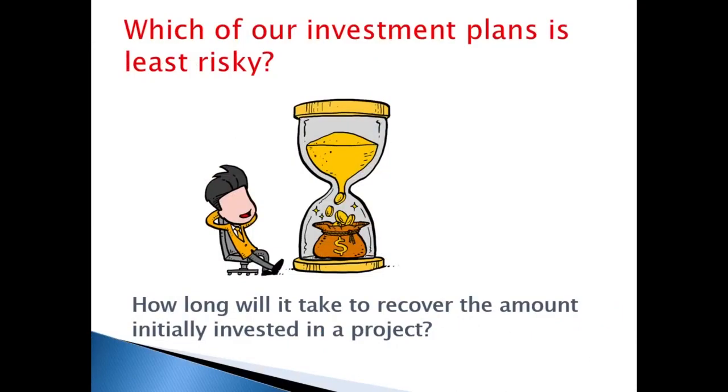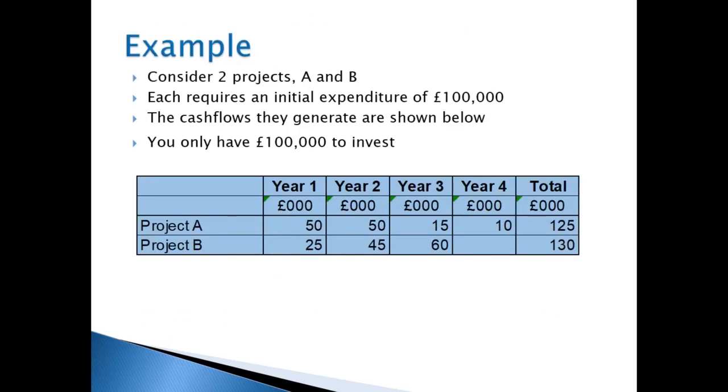Let's deal with the risky one first. The basis for this is that the longer it takes you to get your money back, the more exposed you are to risk. So we measure how long it will take to recover the amount invested in the project, and this is called the payback period. So here's an example. We've got two projects. They require an initial expenditure of £100,000, and the cash flows they provide are shown in the table.